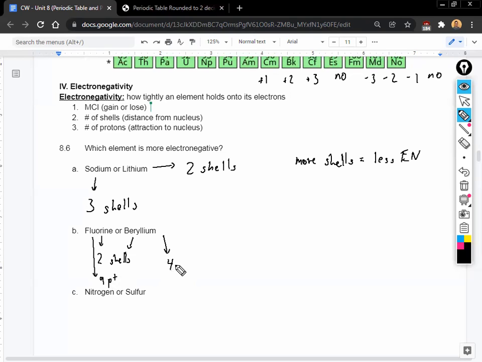Beryllium has 4, right? Wait, beryllium. Oh my god. Yeah, beryllium has 4. Dude, I don't even know if you guys are messing with me now. I was like, wait, I got it wrong. Okay, so we got 4 protons. Let's think about this logically.